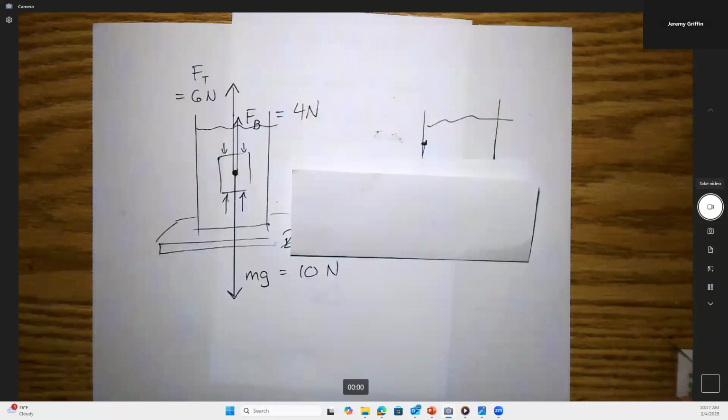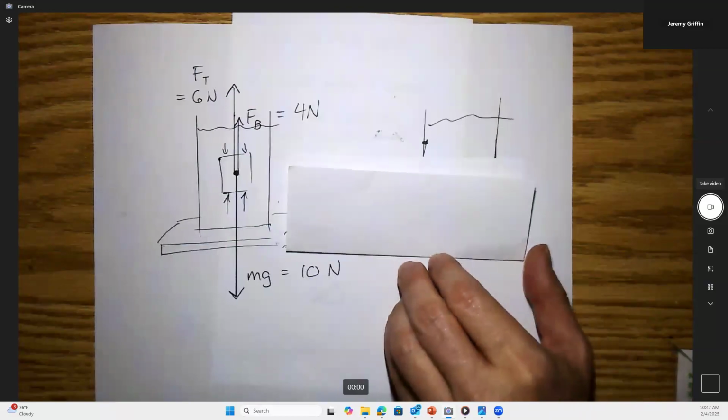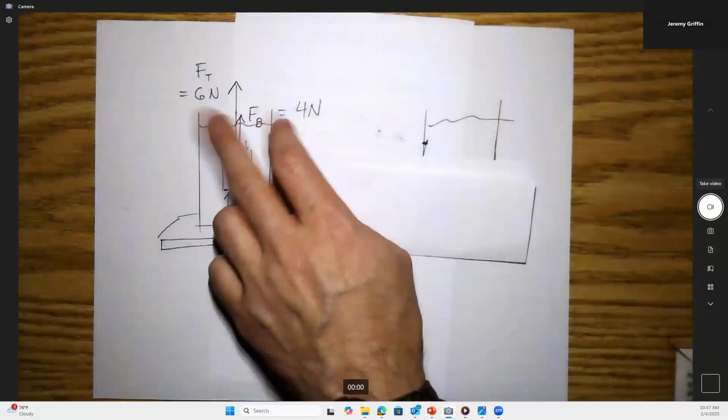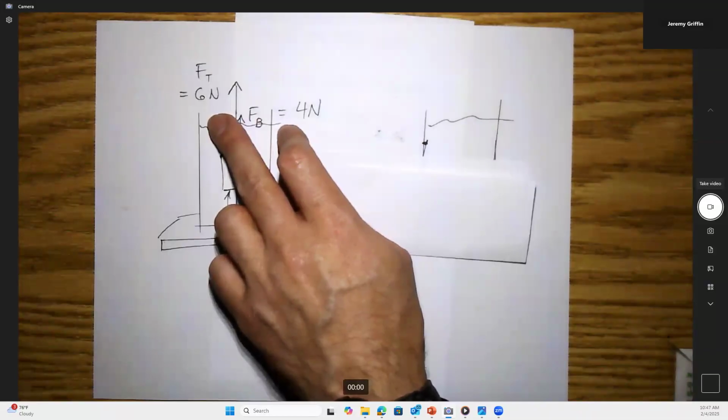How about 1,000? Yeah, like 1,000 kilograms, right? Okay, so water has a density of 1,000 kilograms per cubic meter. Do you think that has anything to do with this 6 and 4 rating right here?